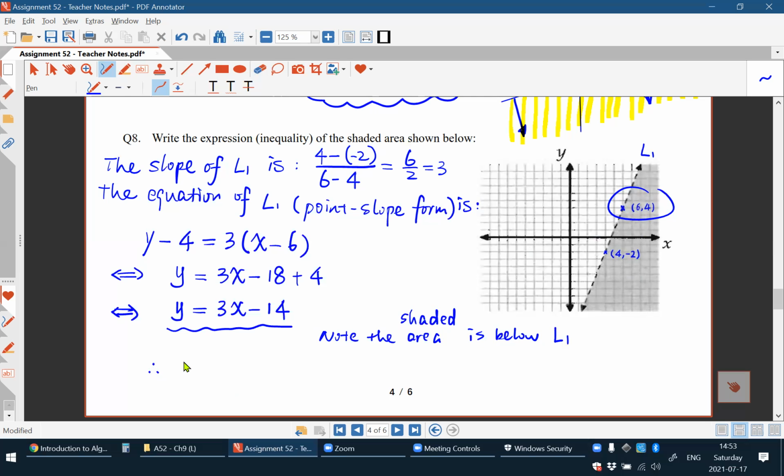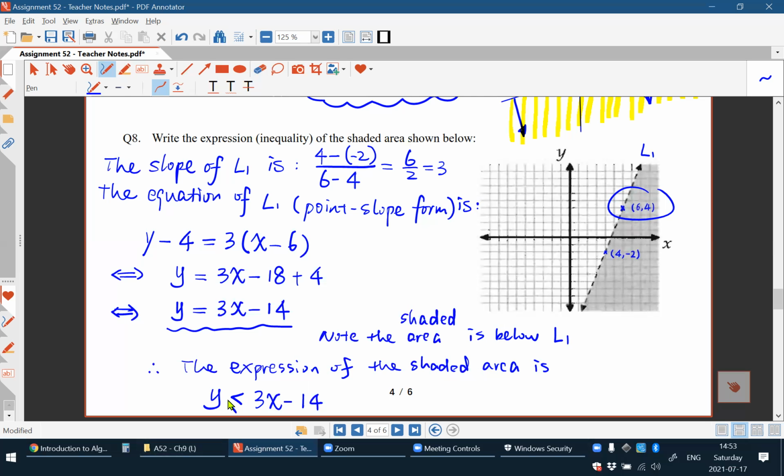Therefore, the expression of the shaded area is 1 below this line. That means y must be smaller than 3x minus 14, right? So can we put an equality symbol here?